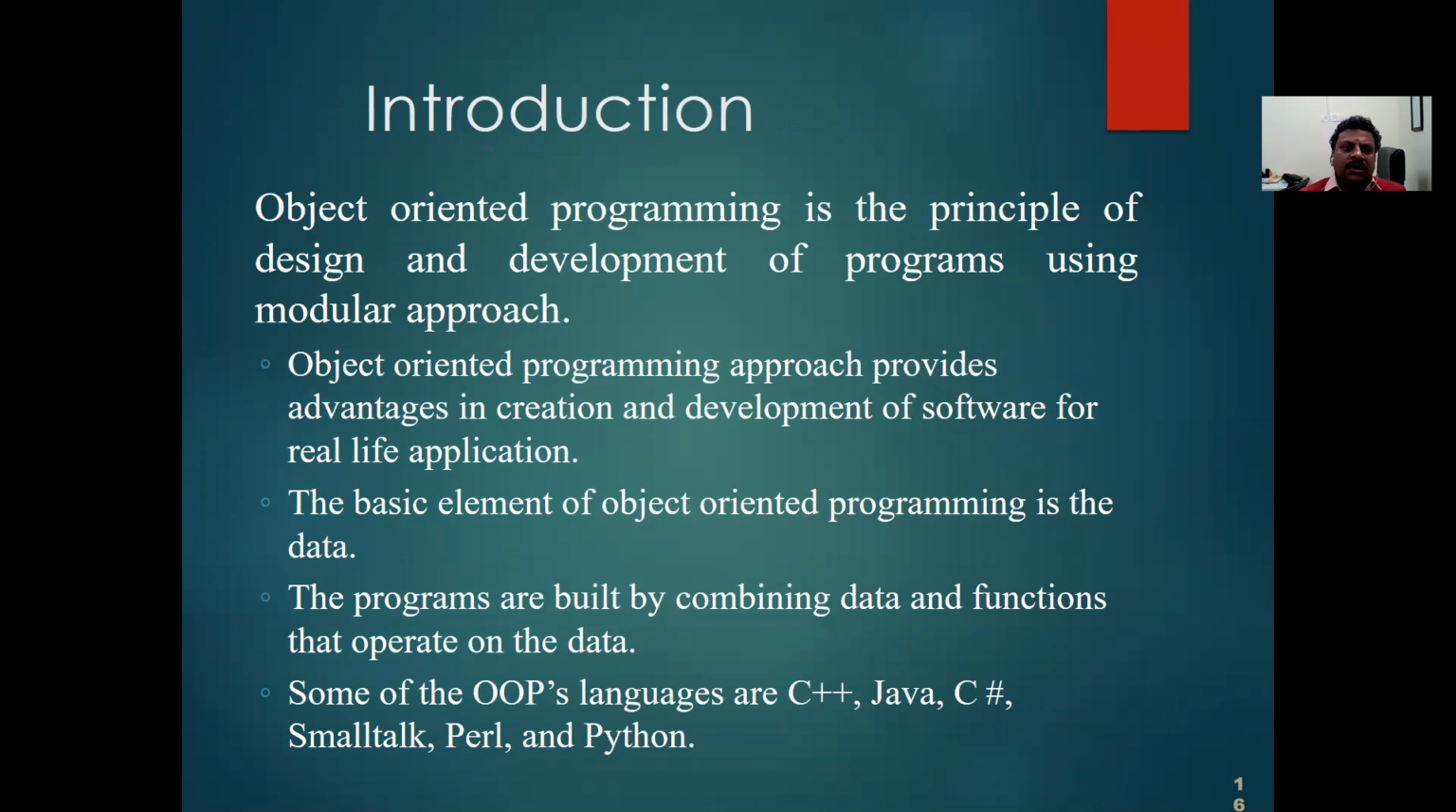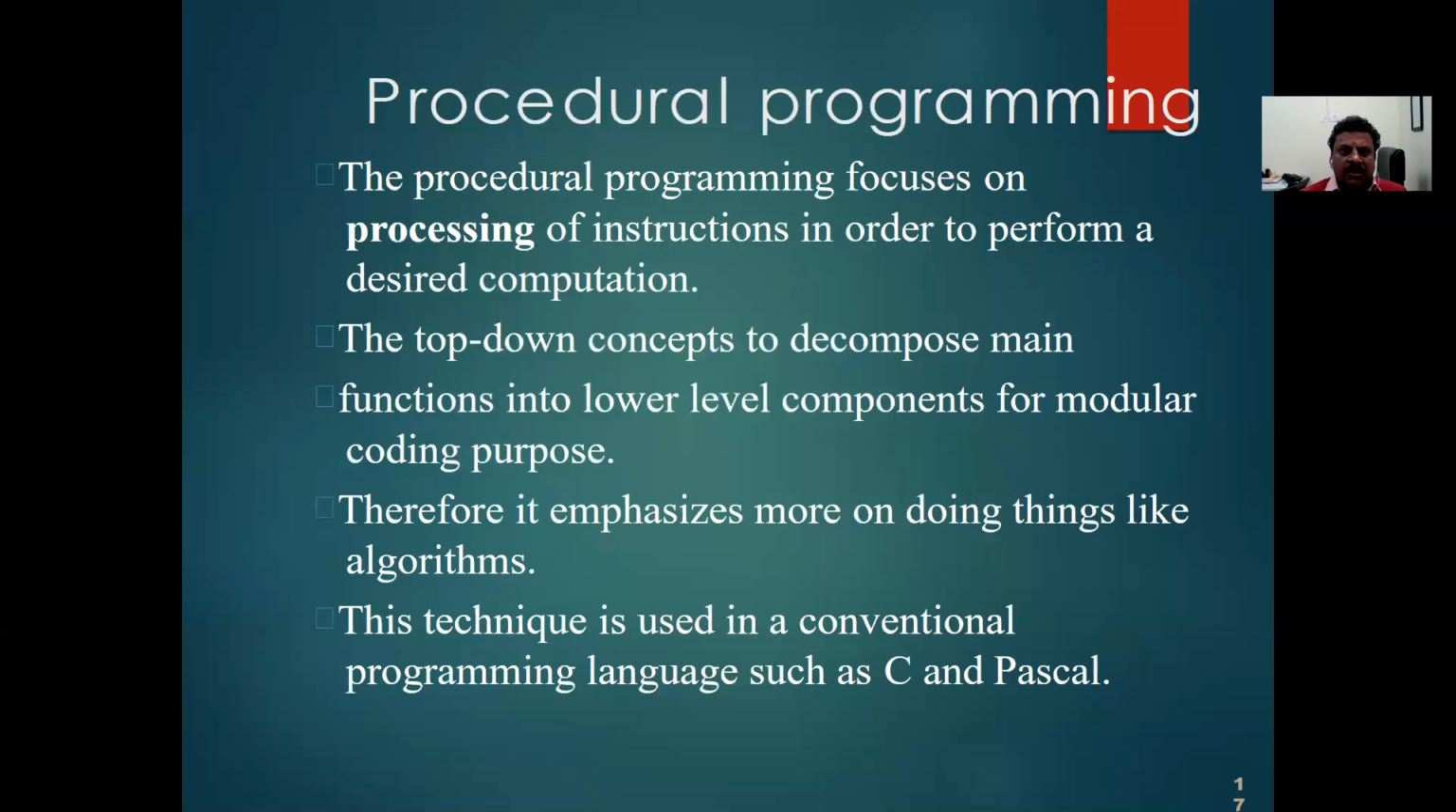Introduction. Object-oriented programming is the principle of design and development of programming using a modular approach. The basic element of object-oriented programming is the data. The programs are built by combining data and functions that operate on the data. Some examples could be C++, Java, Perl, Python.